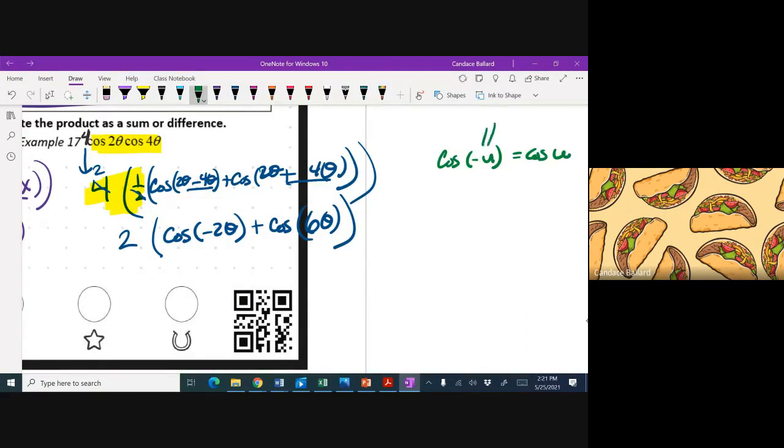Meaning that if I have a negative on the inside, it just becomes cosine of whatever the angle is on the inside, cosine of u, because it's an even identity. Sine of negative u has a negative in front. So some of them have a negative in front, some of them the negative just goes away. So this piece here gets replaced with cosine 2 theta. And then the rest of it just stays the way it was, 6 theta, and then a 2 in front. And now I've got probably as final of an answer as we're going to get on that one.